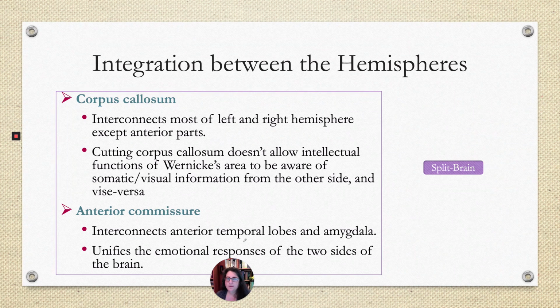The two hemispheres of the brain, the left and the right, do communicate with each other. They communicate via the corpus callosum and through the anterior commissure. The corpus callosum, as you've seen in anatomy, is a pretty broad connection and interconnects most of the left and right hemispheres to each other. However, the most anterior parts use the anterior commissure for their communication.